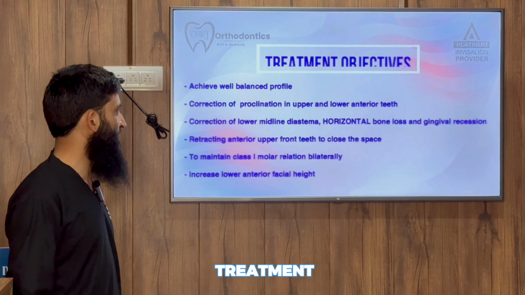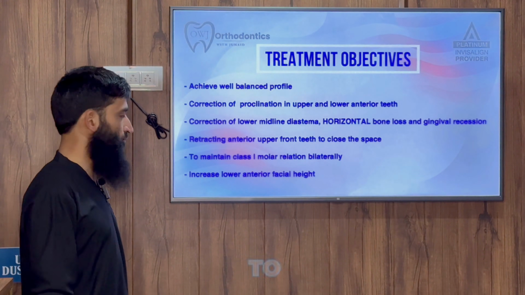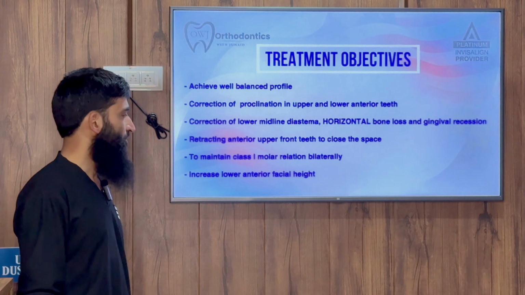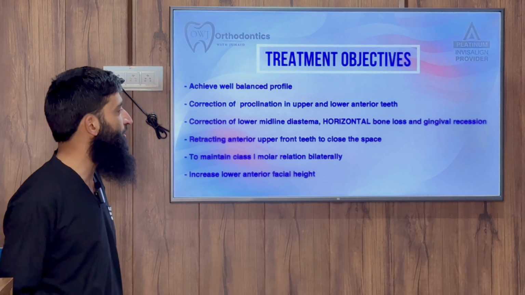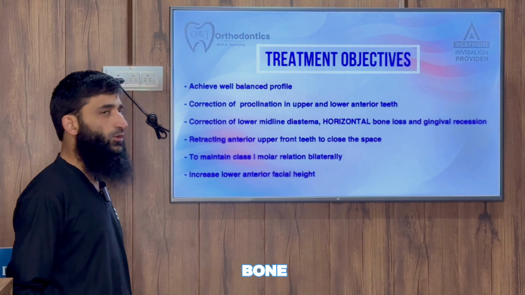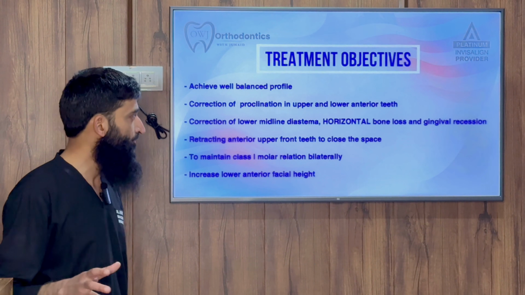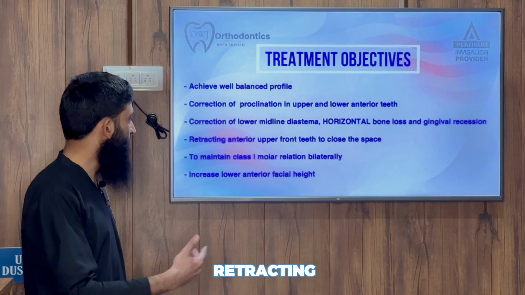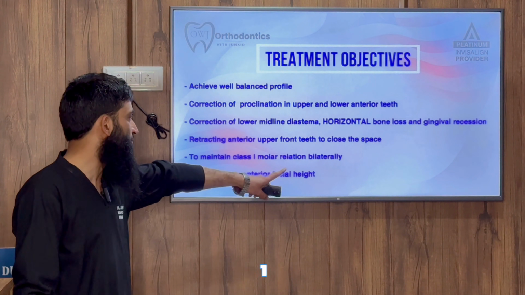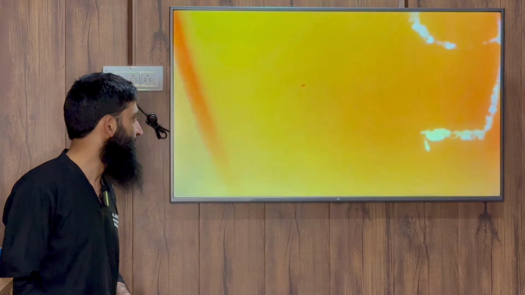Now our treatment objectives: we need to have a balanced profile, we need correction of the upper teeth, we need to correct the midline diastema, horizontal bone loss and gingival recession, which makes this case very challenging, how to deal with these two types of problems, retracting the teeth and maintaining the class I molar relation bilaterally. Mechanics we started with.